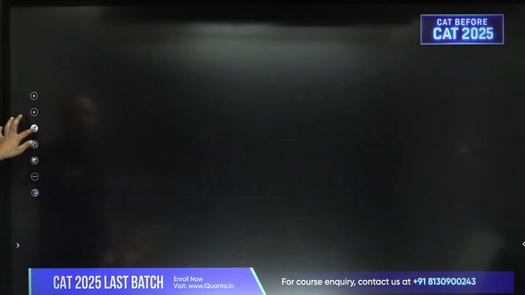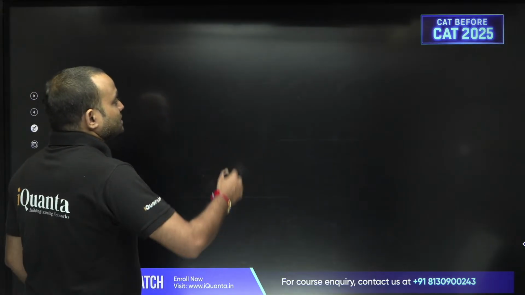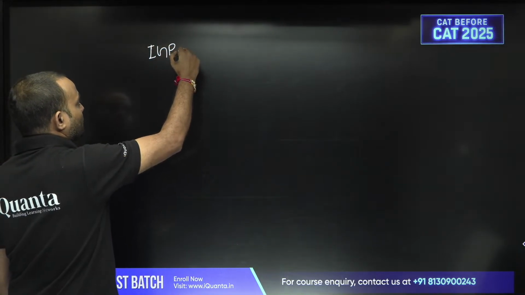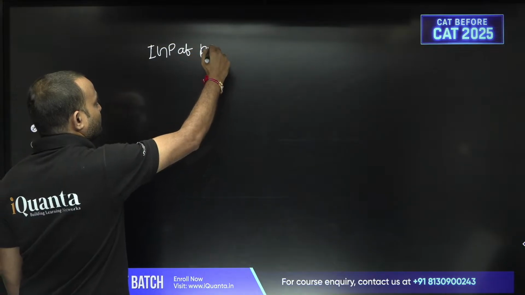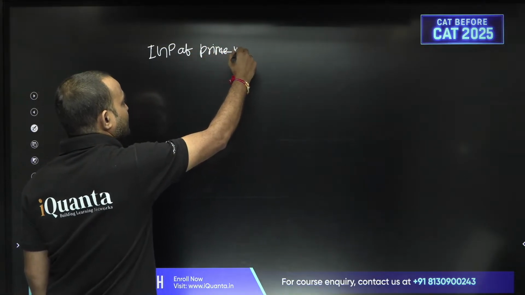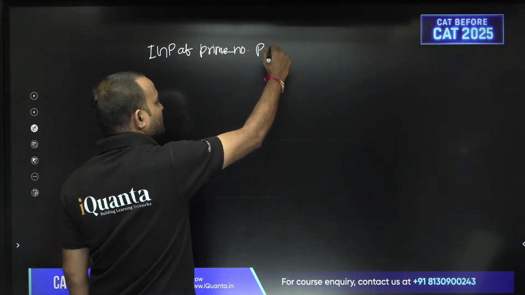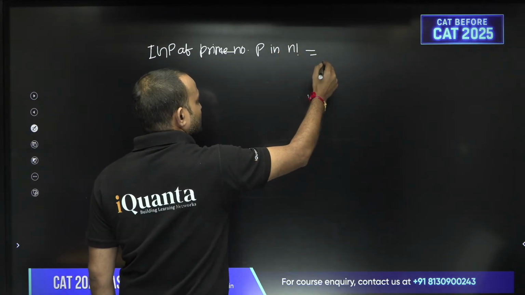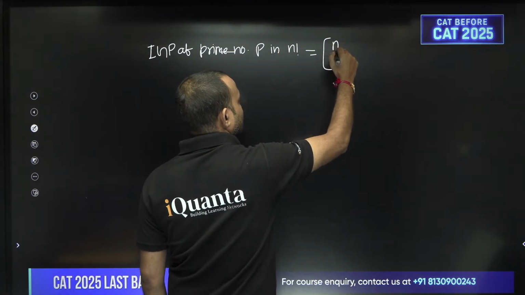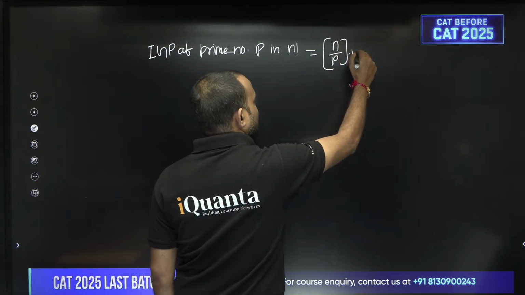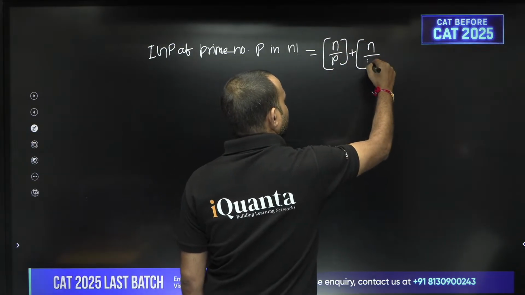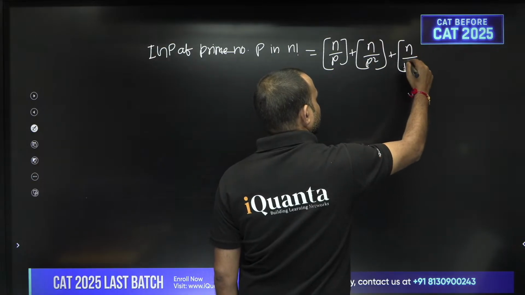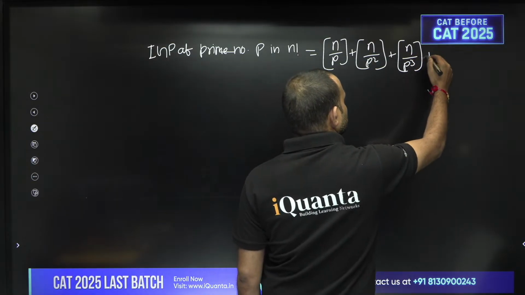Chalo. Now, what's the formula? IGP of prime number P in n factorial will be equal to the greatest integer of n by p plus n upon p square plus n upon p cube and so on.